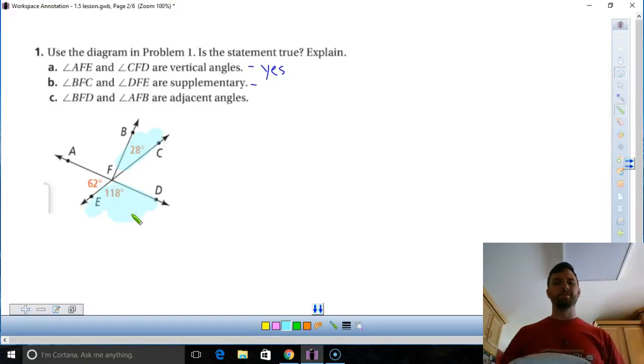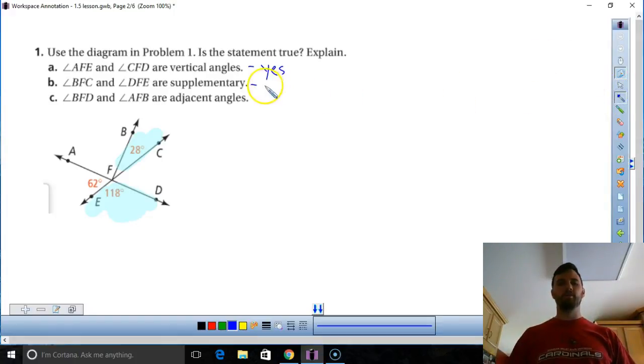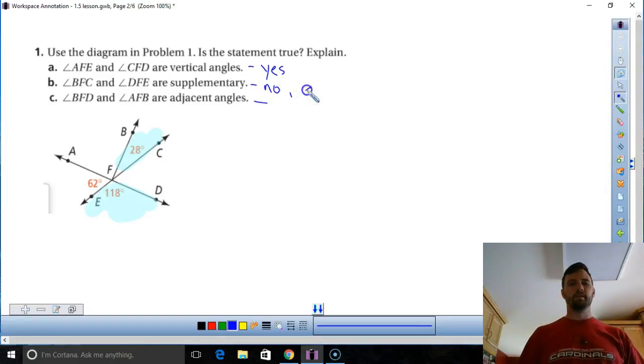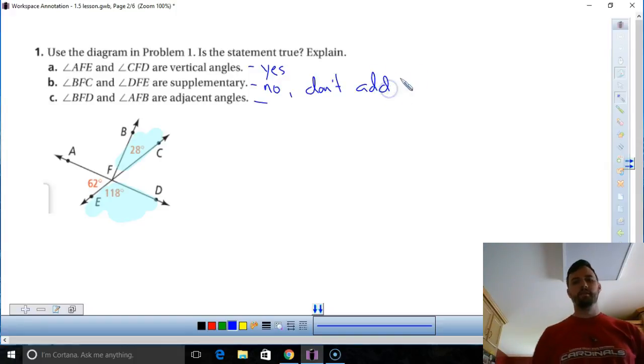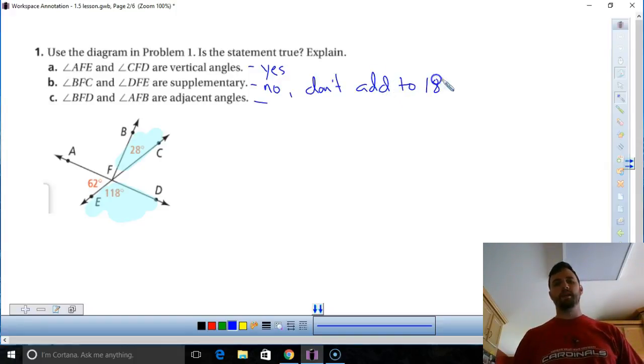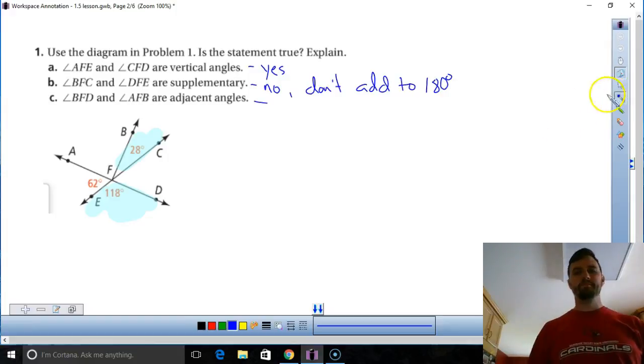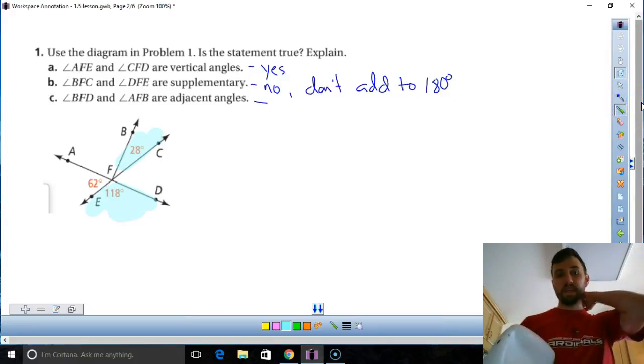Well, 118 plus 28 is not 180. So I'm going to say no dice. No. They don't add to 180 degrees. And last one.